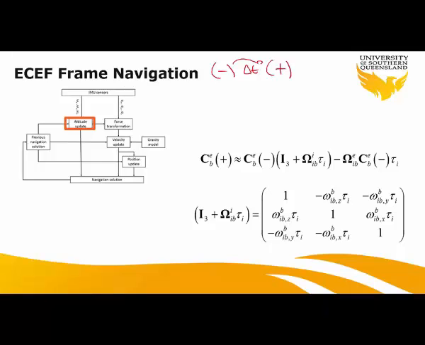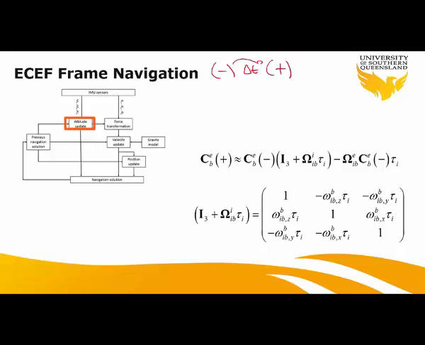Attitude update, we've talked about that. I told you in the attitude update we get the angular rate of change from the gyros, and then we multiply by the sampling time, which is 1 over frequency, and then we can get the attitude updated.